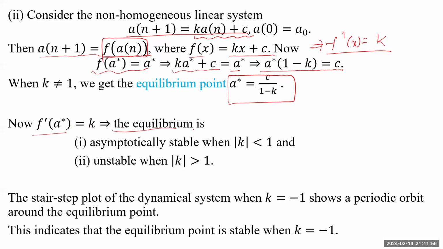So the equilibrium is depending on the k, whatever the equilibrium point. So a* is an equilibrium point, but f'(a*) equals k. So the stability analysis is based on the k value. If mod k is less than 1, then your system is asymptotically stable. And similarly, if the value of mod k is greater than 1, then your system is unstable, right?